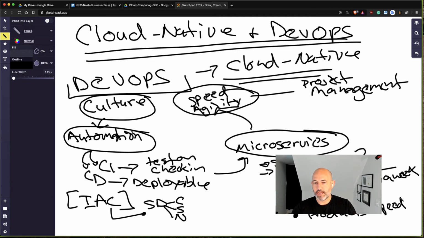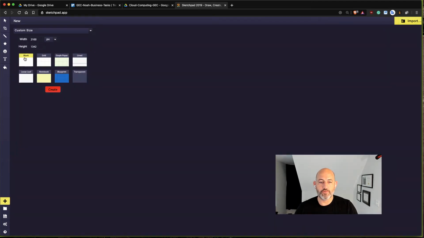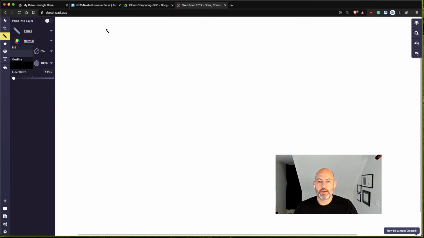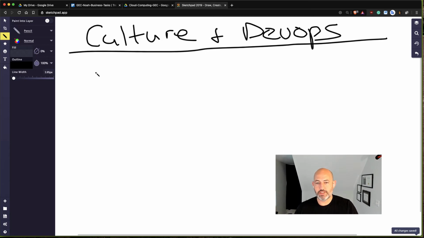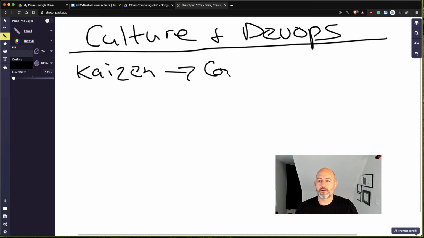So I think I can go into each one of these step by step and then describe why they're so important to DevOps. So let me go into culture first, which is an interesting one. Culture and DevOps. This culture here is an interesting one, and we can start with the word Kaizen. And Kaizen means continuous improvement.